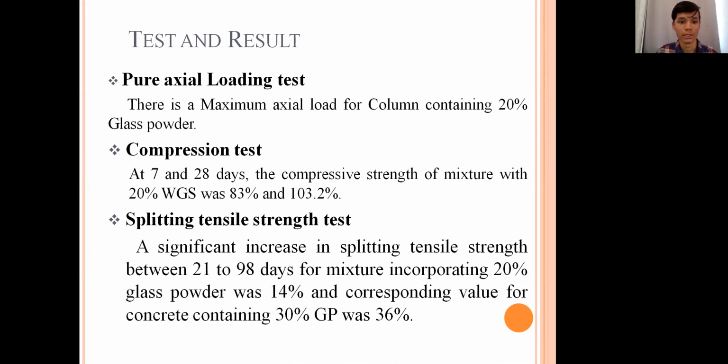So these are the tests and results. First, the pure axial loading test. There is a maximum axial load for the column which has 20% glass powder. Moving on, the compressive strength test. At 7 and 28 days, the compressive strength of the mixture with 20% waste glass was 83% and 103.2%. Next, the splitting tensile strength test. A significant increase in splitting tensile strength between 21 and 91 days for the mixture containing 20% glass powder was 14%, and the corresponding value for the concrete containing 30% glass powder was 36%.